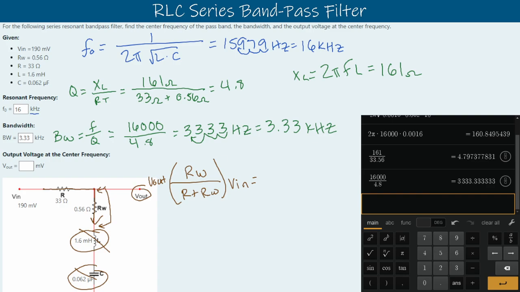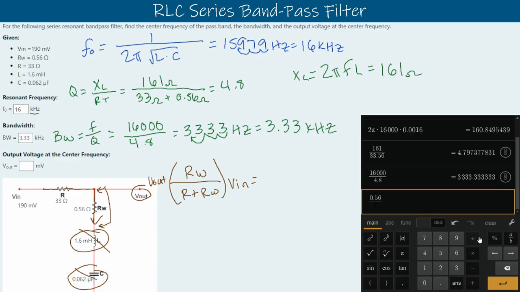So we can plug that in. We know that our winding resistance is 0.56 divided by 33.56 when we sum those together. And then we'll multiply that whole thing by our input voltage of a millivolt value, and we can leave it in millivolts and get a millivolt out. Right, so 190 millivolts gives us 3.17 millivolts, 3.17 mV. And that should be our answer there. So let's type that in, 3.17, and we will check it.